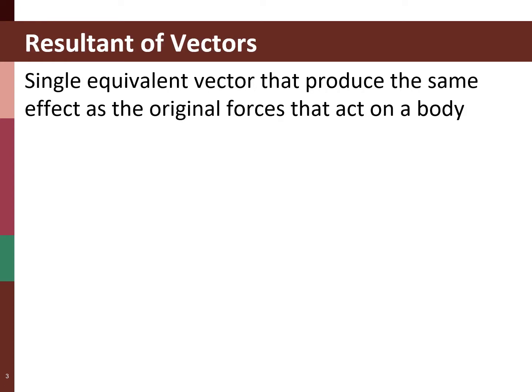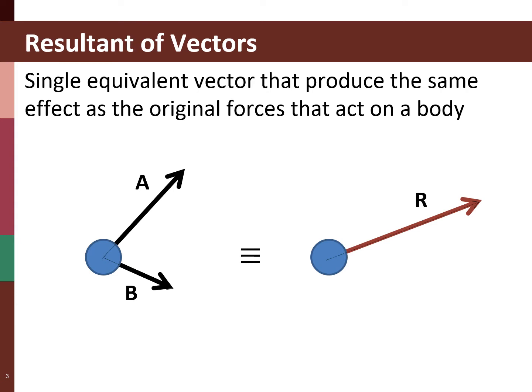The resultant of vectors is the single equivalent force having the same effect as the original system of forces. Consider this particle acted upon by two forces. Due to these forces, this particle would move in a single direction. These two forces are equivalent to a single force called the resultant.